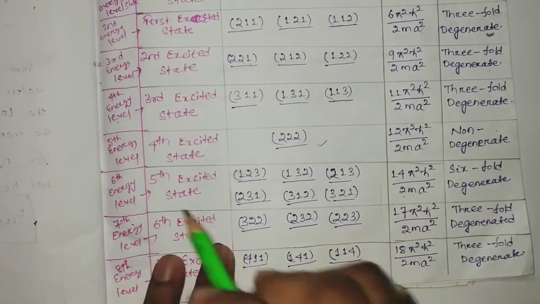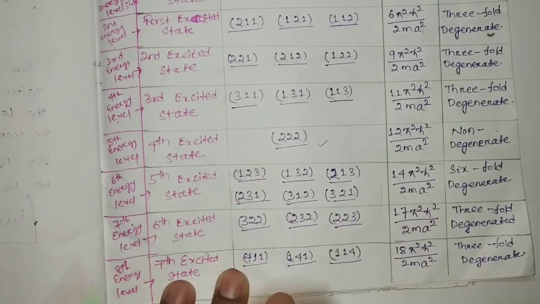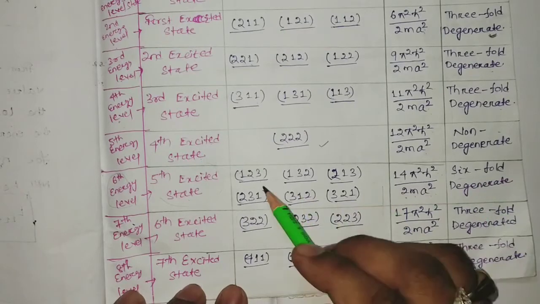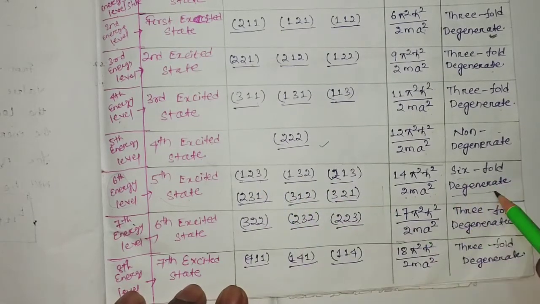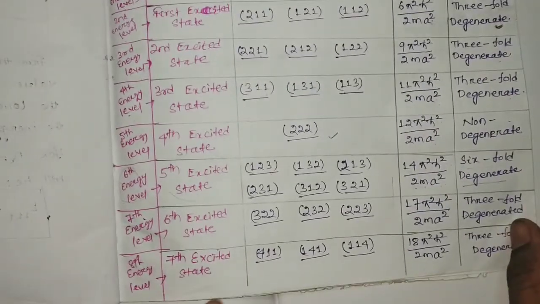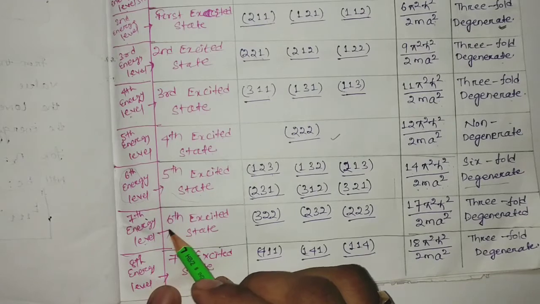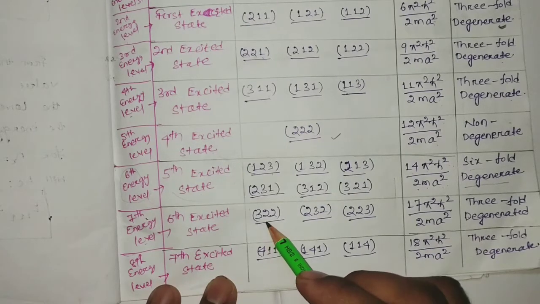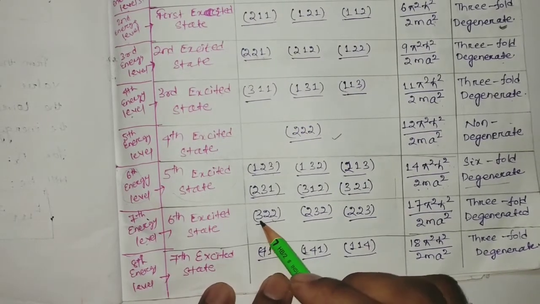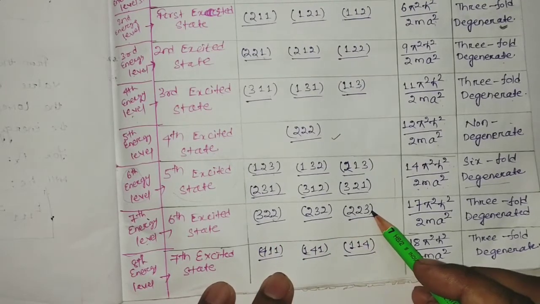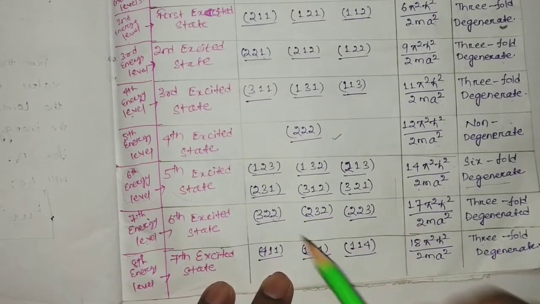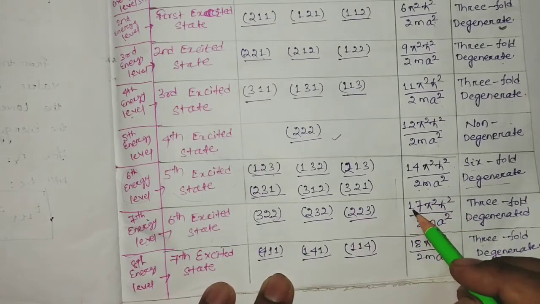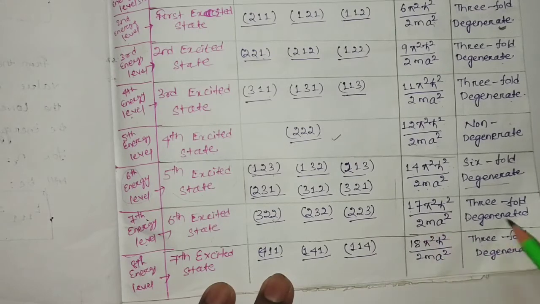So here, the fifth excited state or sixth energy level is how many fold degenerate? Sixfold, because six combinations are possible. Sixfold degenerate, right? If we consider the seventh energy level or sixth excited state, we find nx 3, ny 2, nz 2. That means 3, 2, 2 or 2, 3, 2 or 2, 2, 3. These are the 3 combinations possible for the sixth excited state or seventh energy level having the same energy eigenvalue, that is 17 pi square h cross square by 2ma square, which is threefold degenerate.